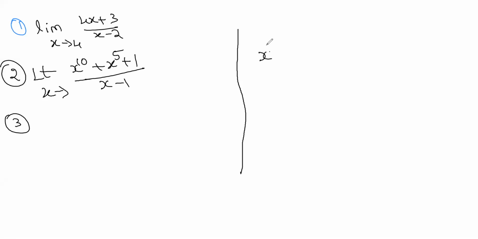x raised to the power n minus a to the power n by x minus a. Because when you substitute x as a, you will get the 0 by 0 form, right? You have to see it. So what is the formula for it?